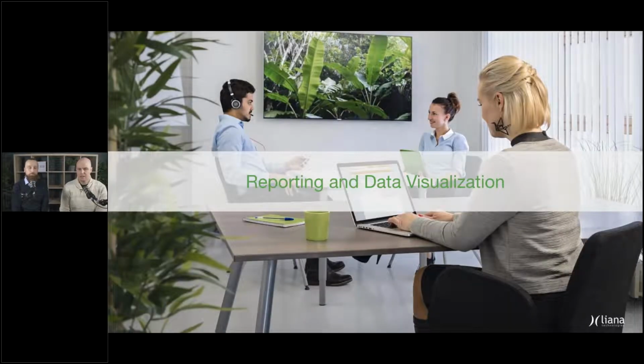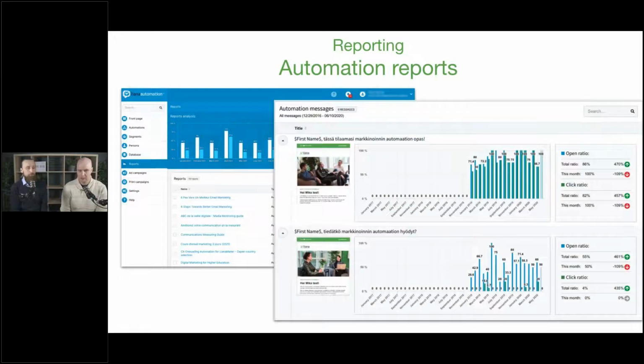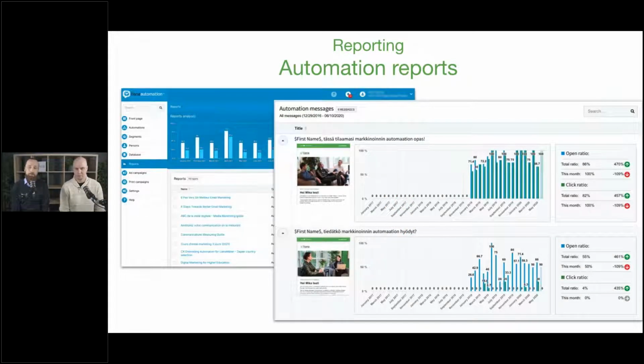And the final thing for today is reporting and data visualization. Let's start with automation reports. I see that automation is optimization. So you need to track your results. You need to track how your campaigns are working, how the people are engaged in those. And then, of course, you need to track the single messages.